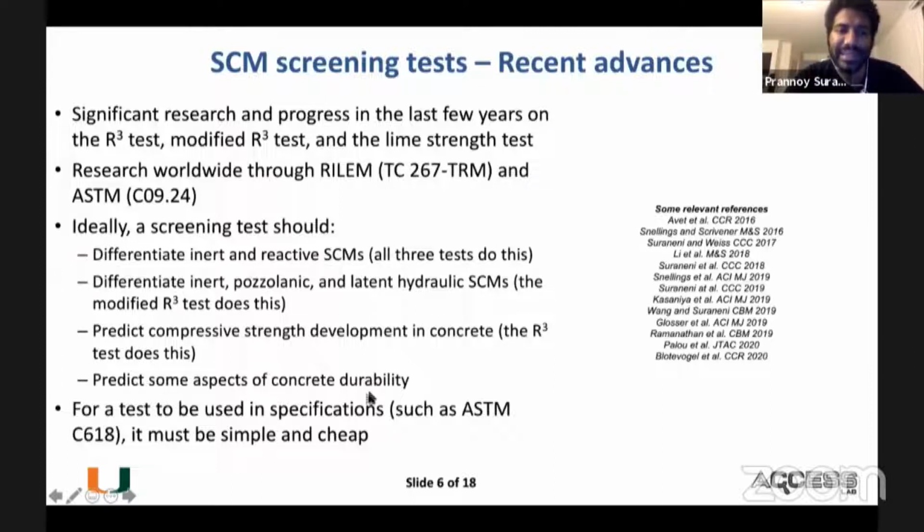And it should predict some aspects of concrete durability. Now, none of the tests do all of these. Several of them do some of them. And there's a lot of research ongoing, for example, in linking SCM reactivity to concrete durability. So all of these parameters can be done, but you probably don't have a one-size-fits-all approach in terms of test development. Now, to use a test in specifications, such as the specification for fly ash, in addition to all of this, it must also be simple and cheap.